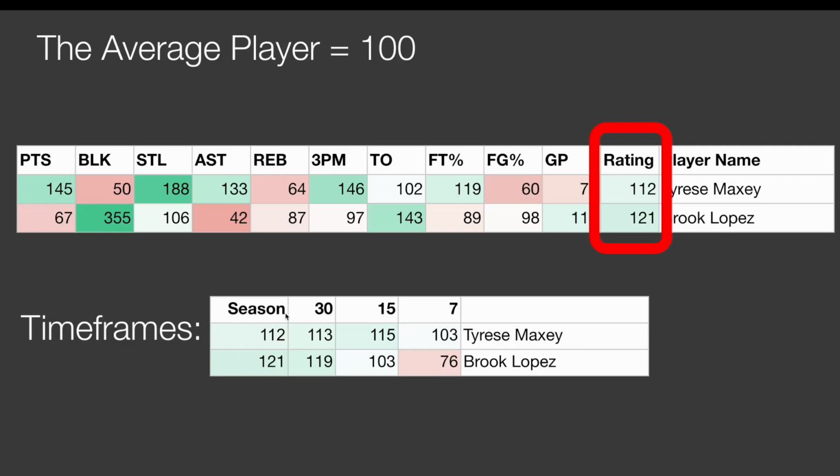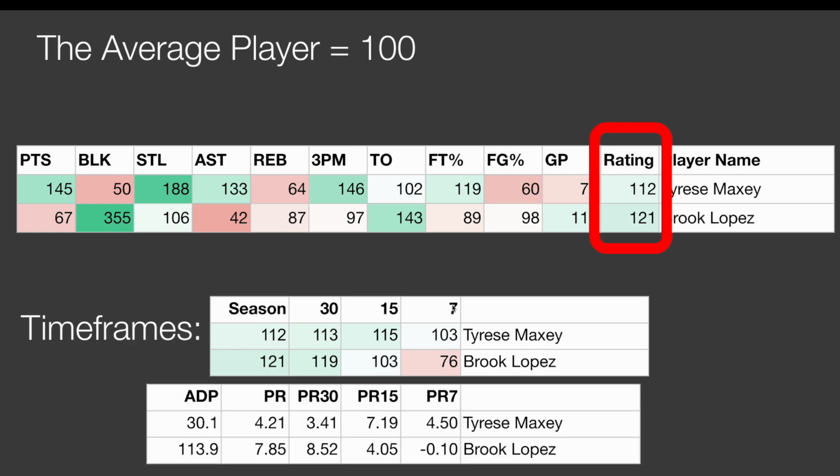So the 112 and 121 from below are underneath season, and then in the last 30 days, last 15 days, and last 7 days, if we compare these to the PR player rating, we can see they are similar. The difference here is that Tyrese Maxey missed a lot of games, which my per game stats aren't going to dock him for, whereas this player rating will.